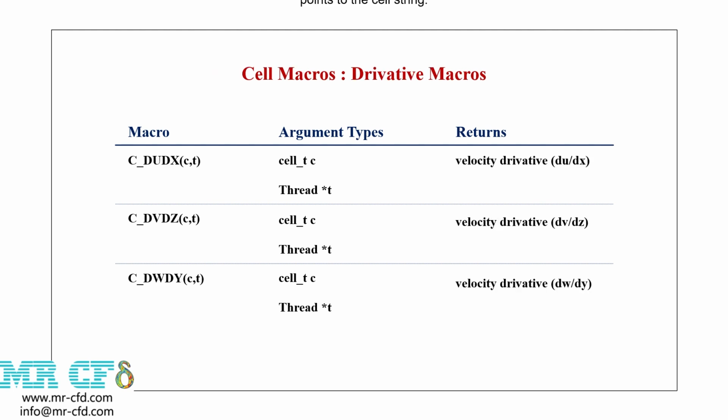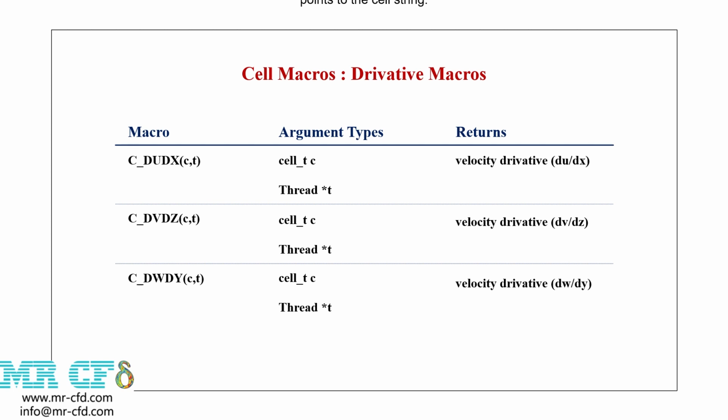Another group of cell macros exists that are used to calculate the derivative values of velocity. Here we have presented a few examples of these velocity derivative macros. For instance, the C_DUDX macro represents the derivative value of velocity in the x-axis direction with respect to the x spatial coordinate in computational domain cells. That is, it's equivalent to the expression du/dx. In another example, the C_DVDZ macro represents the derivative value of velocity in the y-axis direction with respect to the z spatial coordinate. That is, it's equivalent to dv/dz.